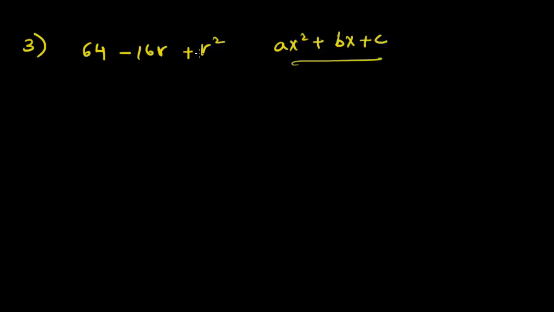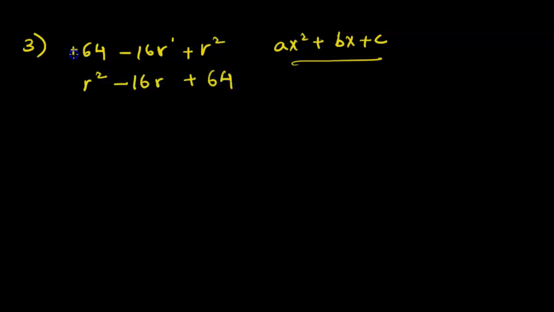Let's take up one question with a negative sign. Here we have 64 minus 16r plus r squared. Always remember the question has to be written in the form ax squared plus bx plus c. So the term with the squared variable should go first, the one with the variable to power 1 should be in the middle, and the number without a variable should be at the end. So we would first rearrange this question. We would be writing r squared minus 16r plus 64.